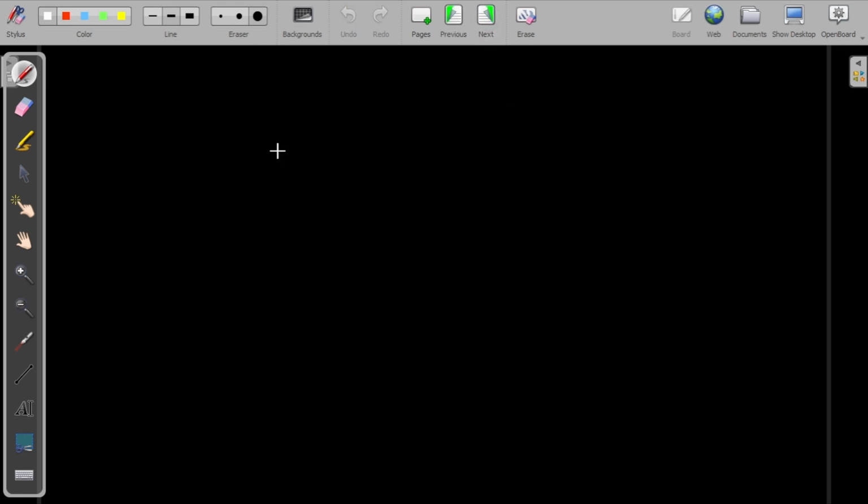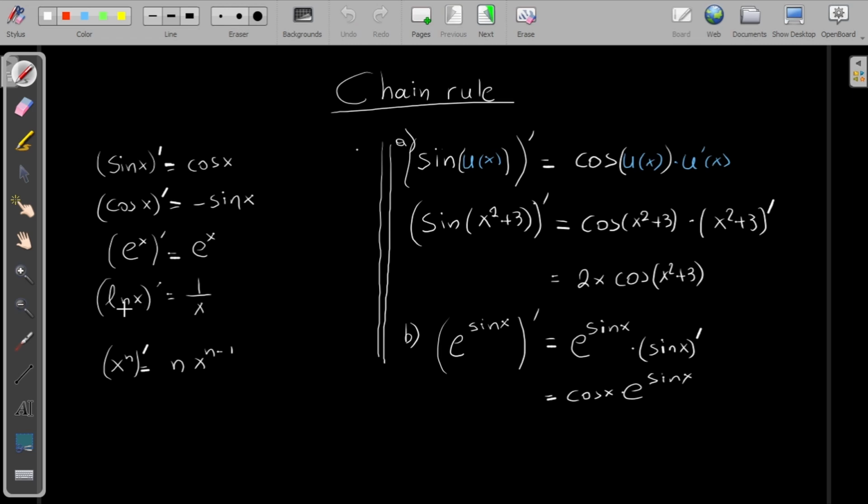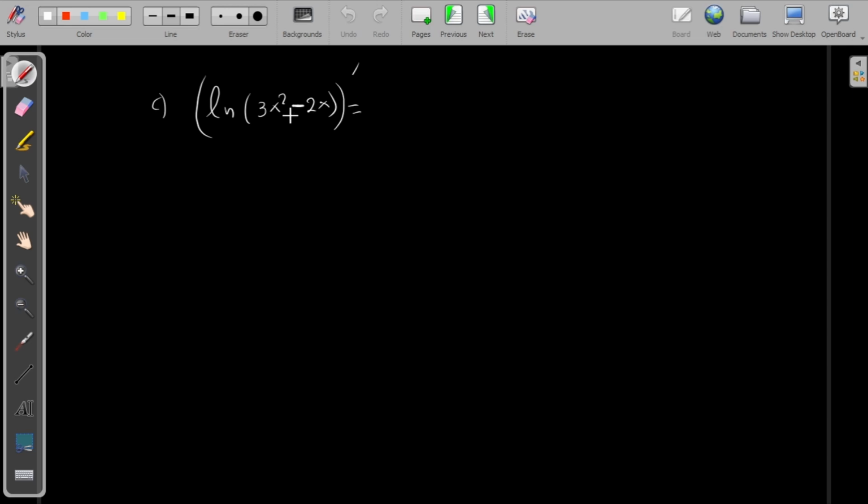Let's see another example. Let's say that I have ln of 3x squared minus 2x, the derivative. Again, the derivative of ln x is 1 over x. So this one is going to be 1 over, not x, but what? I have 3x squared minus 2x, times the derivative of the inside, as we said, 3x squared minus 2x derivative. So how much is it going to be? The derivative of that is 3 times 2, 6x. The derivative of that is minus 2 times 1, so minus 2, over my fraction, my denominator. And that's the simple part of the chain rule.